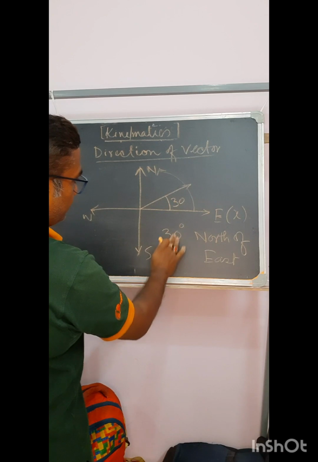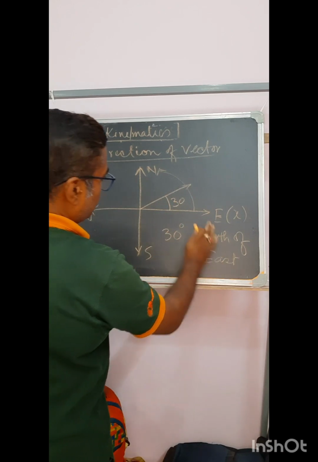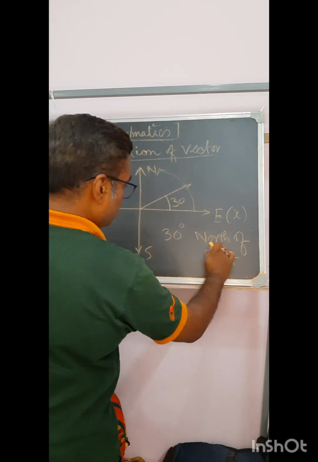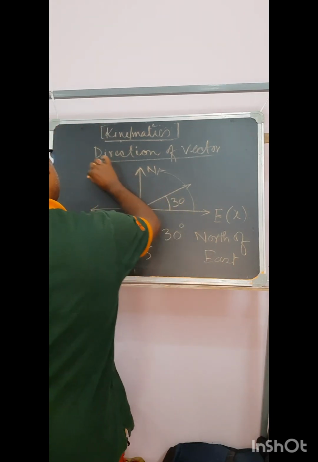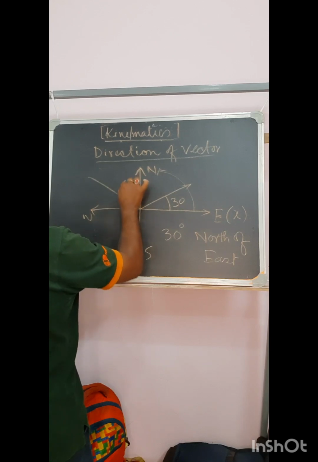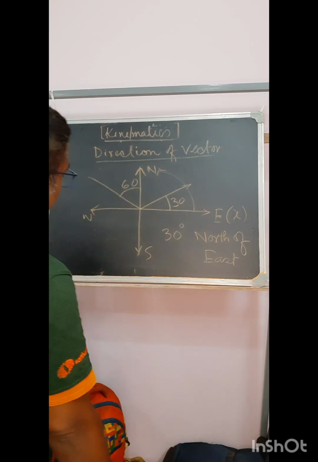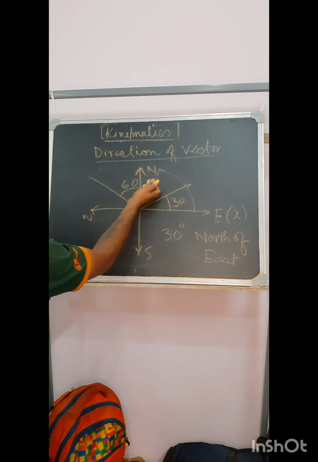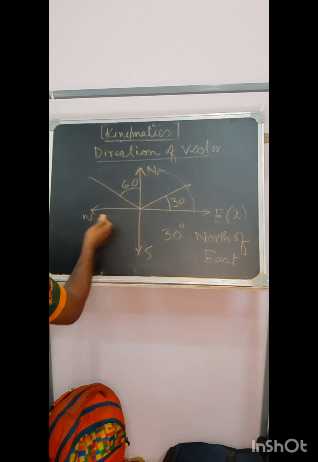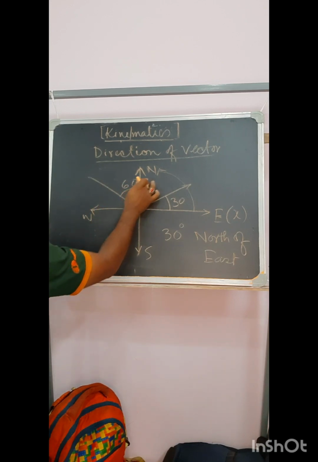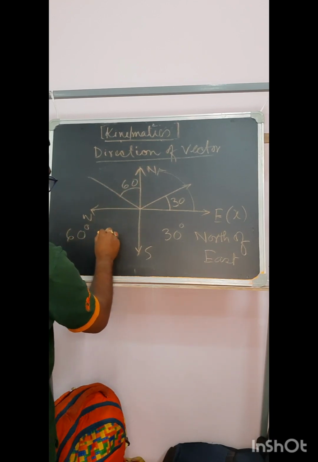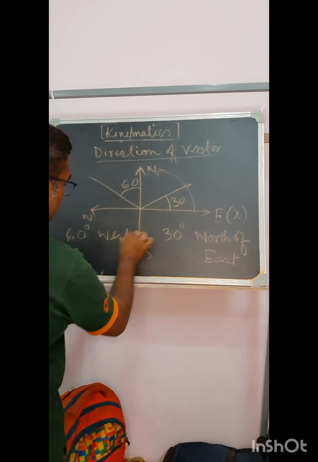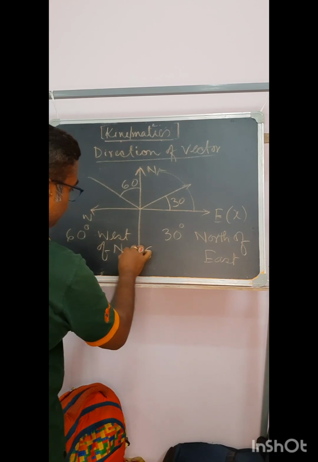The angle will be read first, towards which it is moving, north, from where it is moving. Now let's say I draw this one and I say this is 60, so this could be read as it started from north moving towards west. 60 degree is mentioned with north only, so this will be 60 degree moving towards west. So west will come here of north.